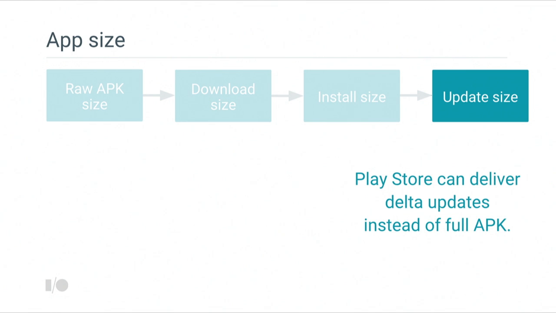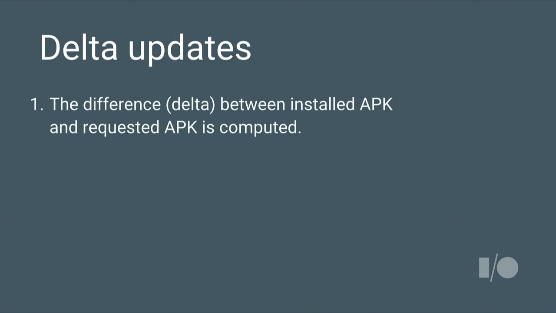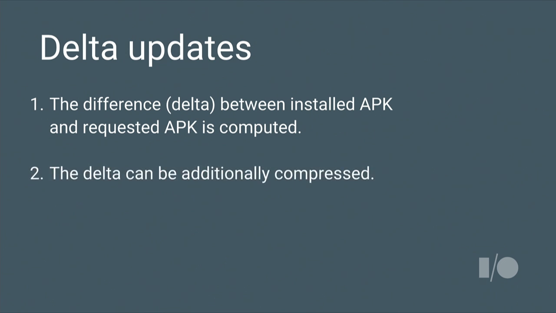And finally, update size. So why is the update size different than the download size? Well, I don't know if you're aware, but for many years now, Play Store has supported Delta updates, or in other words, downloading patches. How that works is, first of all, when a developer uploads a new APK on the Play Store, it will compute the difference, or the delta, between the old APK and the new APK.